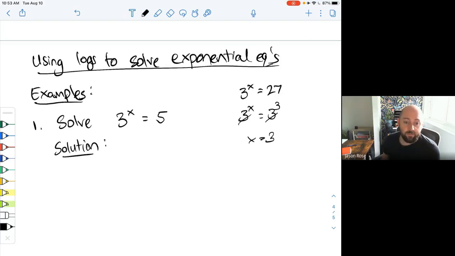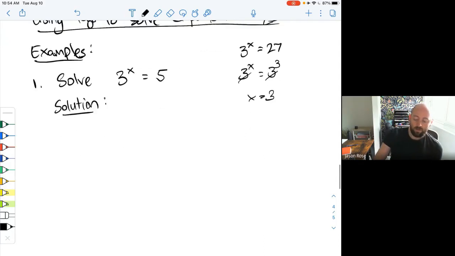So when I'm looking at that, next thing I'm thinking about now is, since I can't do anything with the 5 to make this easier, I want that x out of the exponent, out of the power, and down onto the numerator line, so that I can say x equals something. Now, how am I going to do that? Well, luckily, I know of a function that allows me to move powers down in front, and that is the log function. So I can say, okay, I have 3 to the power of x equals 5.